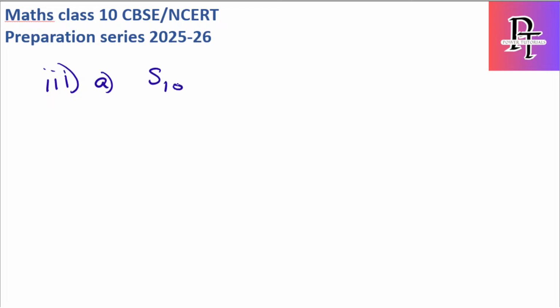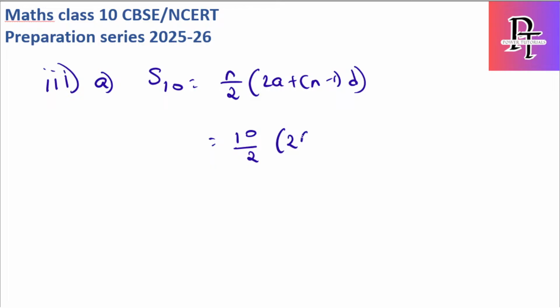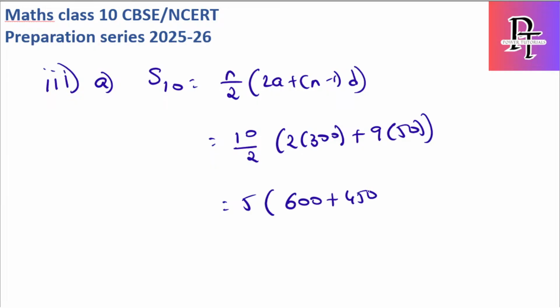The Sn formula for 10 rounds is n by 2 into 2a plus n minus 1 into d. The n value is 10 because I said 10 rounds. 10 by 2 into the a value 300 plus n minus 1, which becomes 9, into the d value 50. So this becomes 5 into 2 into 300 is 600 plus 9 times 50 is 450. So 1050 into 5. So 5 0 0, 5 5 25, 5 1 5. So the total distance traveled for all 10 rounds is 5250.